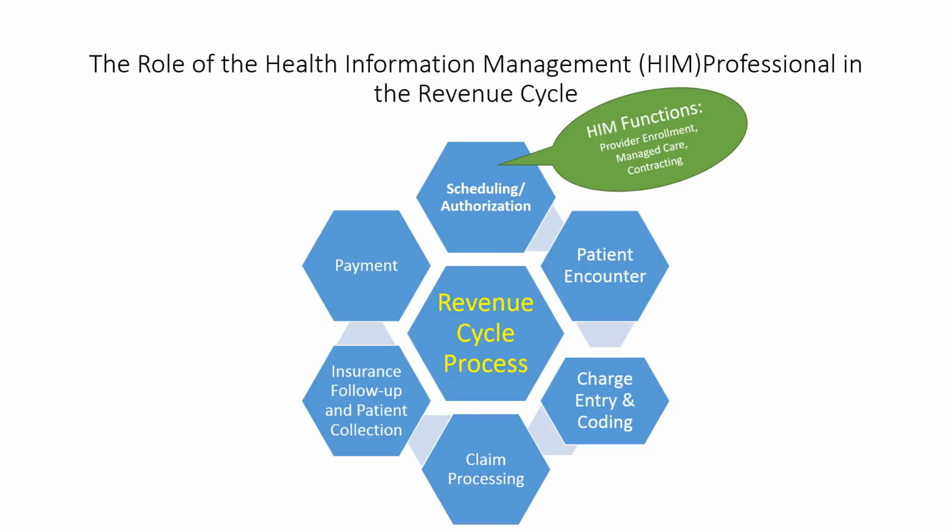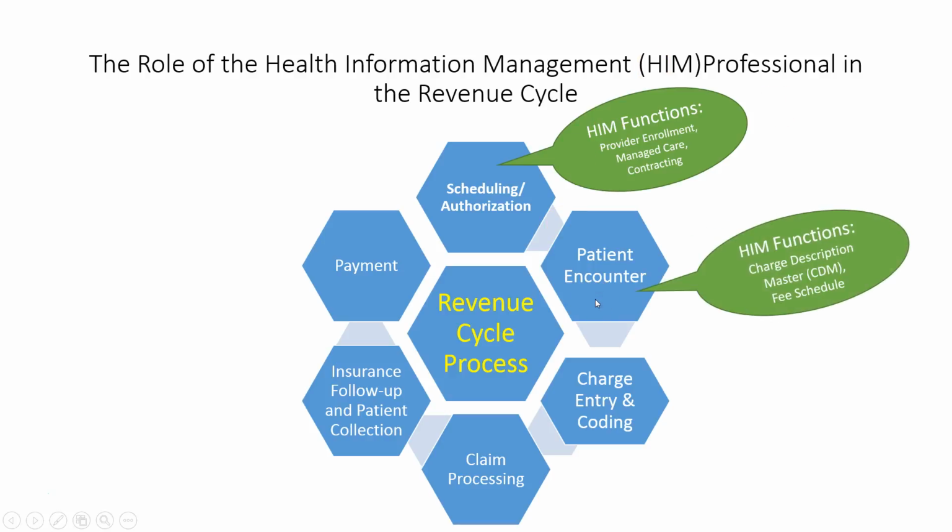So your assignments, your readings, all of the materials for the scheduling and authorization process will be centered around provider enrollment, managed care, and the contracting process. Okay? So the second process in the revenue cycle is the patient encounter. And HIM professionals in this step are concerned with the charge description master or the charge master, the CDM, and we work with the fee schedule. Again, just like what we indicated before, your assignments, your readings, and the weekly plan will focus around these activities.